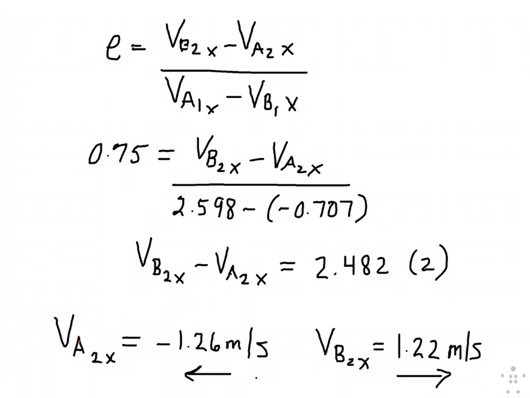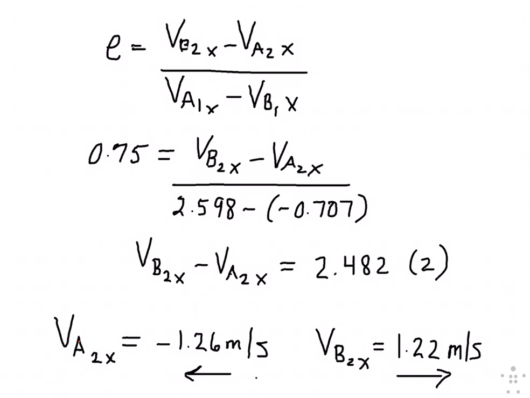In solving these two equations, we get VA2x, the final velocity for disk A in the x direction, of minus 1.26 meters per second. Therefore, we know it's going to the left. And for VB2x, we get a positive 1.22 meters per second, so we know it's going to the right. Now, the question asked for components in the x and the y. So we're going to apply conservation of linear momentum individually to each disk in the y direction, because if you recall from the lecture, along the plane of contact, which is the y direction, perpendicular to the line of impact, each disk individually will be conserved.